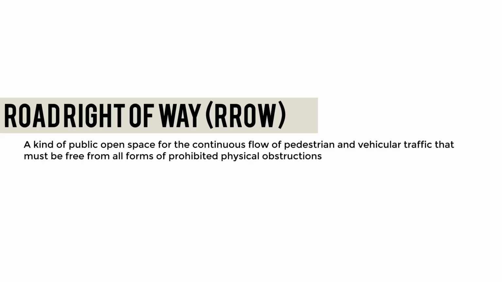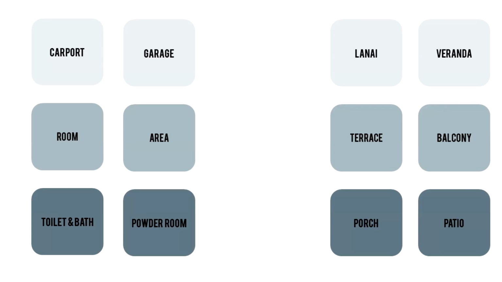Road right-of-way or the RROW is a kind of public open space for the continuous flow of pedestrian and vehicular traffic that must be free from all forms of prohibited physical obstructions. So what is the difference between a carport and a garage? So a carport is open on two sides, while a garage is an enclosed space, meron siyang door.